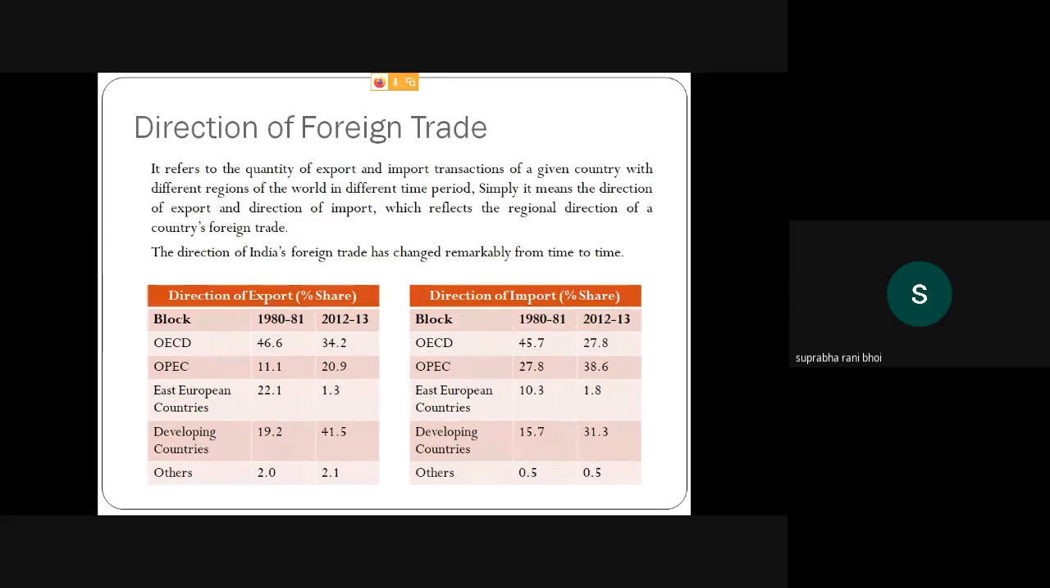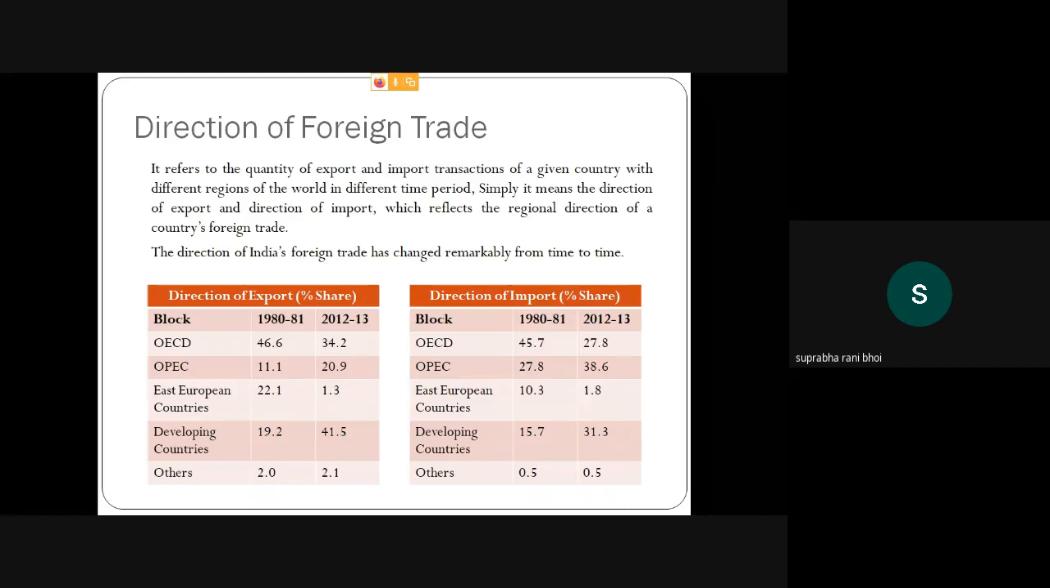It represents the percentage share, meaning from the OECD block, we exported around 46.6% of our goods, which has reduced to 34.2%. The second group is OPEC, or OPEC countries. It means oil and petroleum exporting countries, which includes countries like Iran, Iraq, Kuwait, Saudi Arabia.